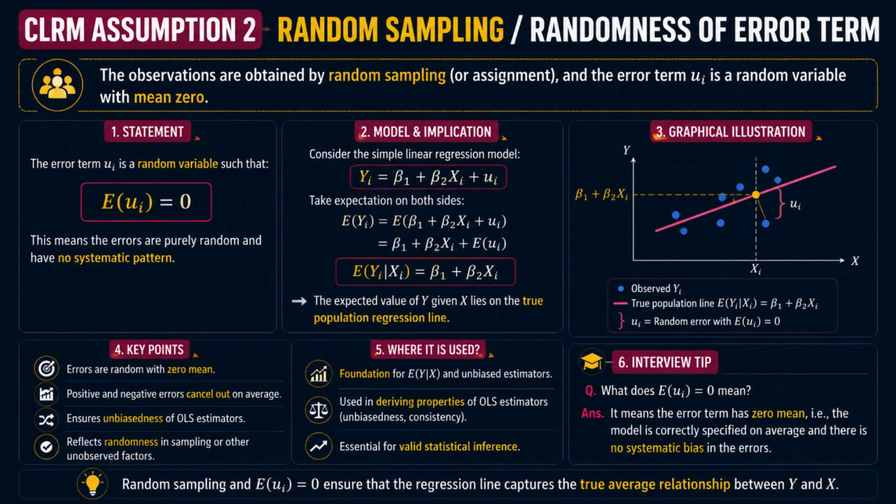Now let's move to the second assumption. The observations should come from random sampling, and the error term should be random with an expected value of 0. In simple words, every observation should have an equal chance of being selected, and the errors should occur purely due to random factors instead of following any systematic pattern. When the average value of the error term is 0, positive and negative errors cancel each other out over time. This prevents bias and ensures that the regression line represents the true average relationship between the variables. Random sampling also helps us make valid statistical conclusions about the entire population based on our sample.